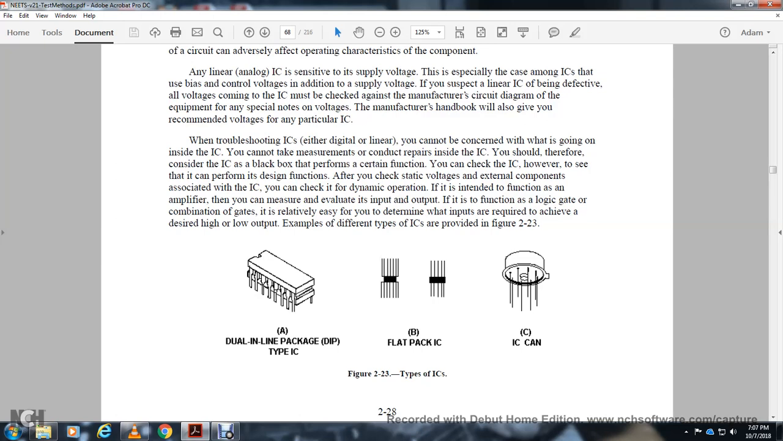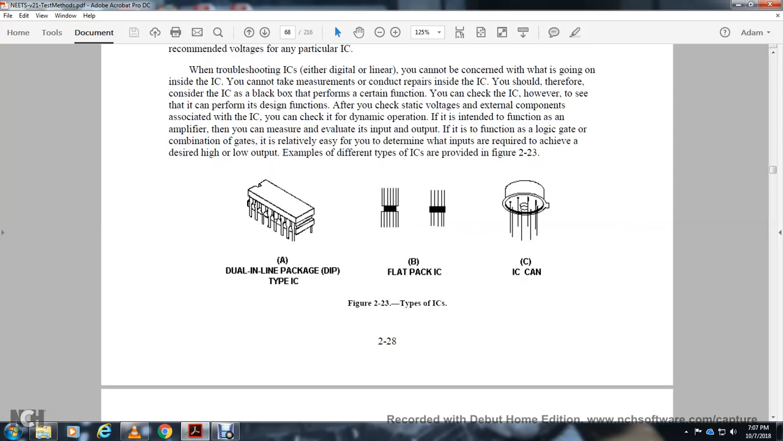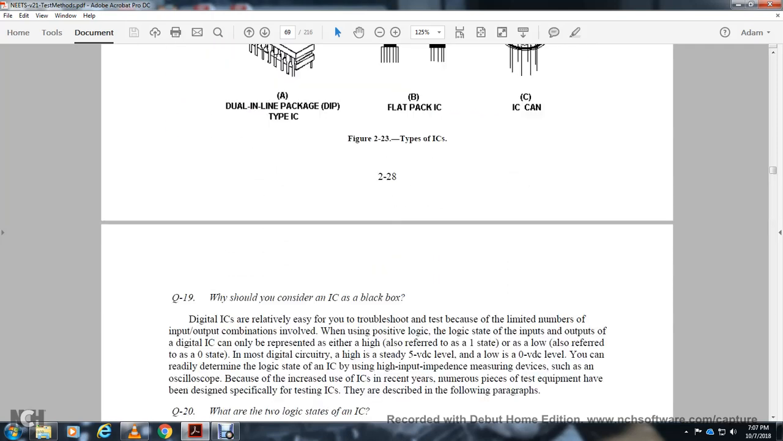However, for a circuit that can perform the desired function, you can check the static voltage of the external components associated with the integrated circuit, and check the dynamic operation. For the function of an amplifier, measure the input and output. For the function of a logic gate combination, it is relatively easy to determine what inputs are required to achieve the desired high and low outputs. Different integrated circuits are provided in figure 2-13: dual inline package, flat pack, and IC can.